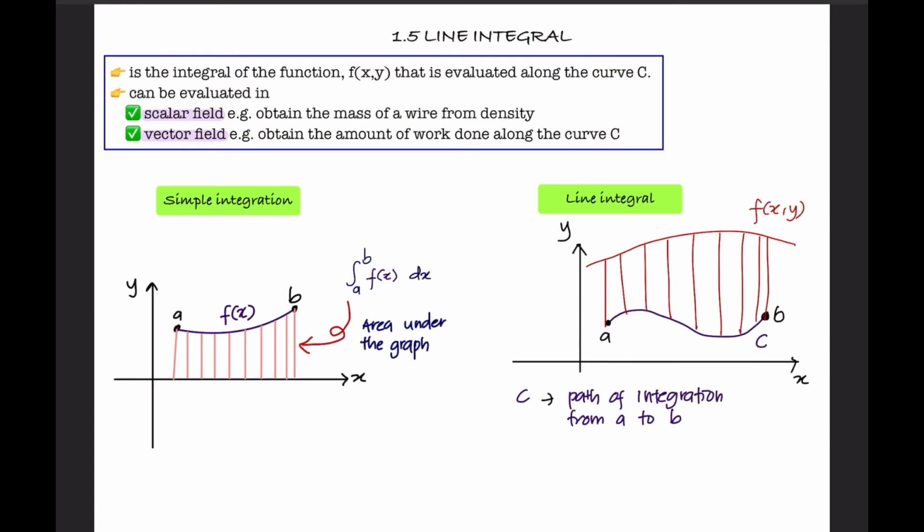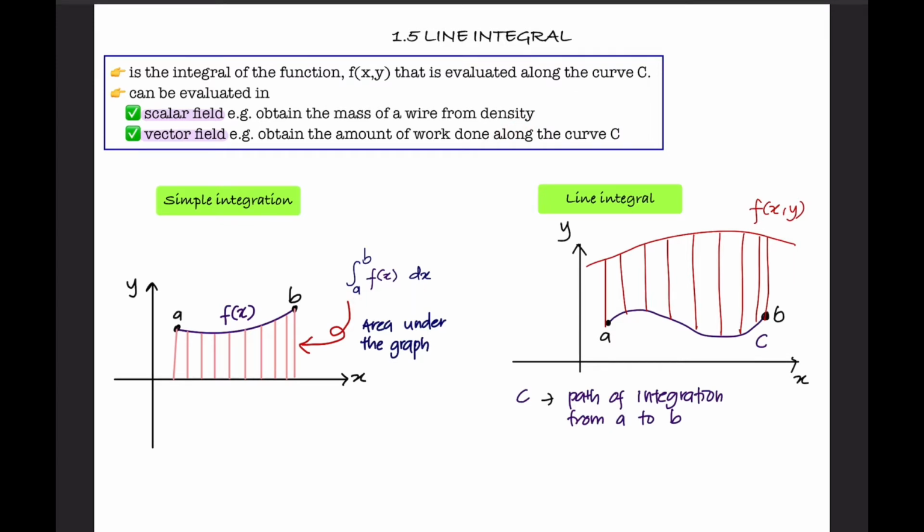Line integral is the integral of the function f(x,y,z) that is evaluated along the curve C. And the line integral can be evaluated in scalar field. For example, if f(x) is density, then line integral gives you the mass. If the line integral is evaluated in the vector field, then we can obtain the amount of work done by the particles that move along the curve C.